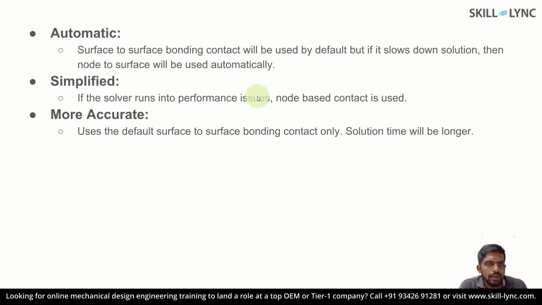Secondly, we have the simplified option, which uses node based contact definition. At last, we have the more accurate solution, which is going to take a longer time but yields good results by using the surface to surface contact alone.